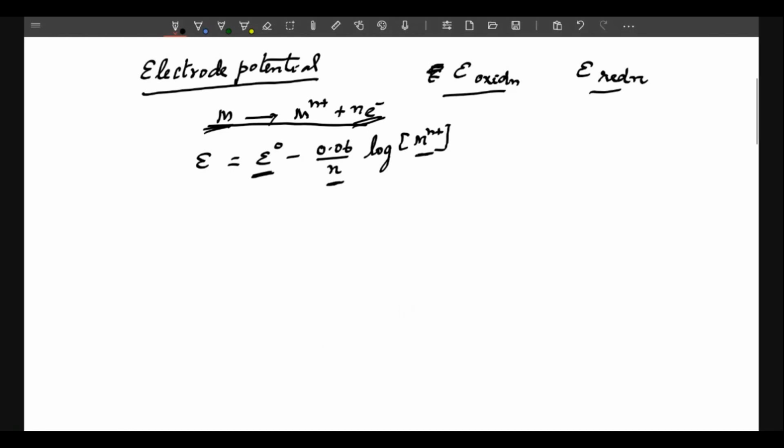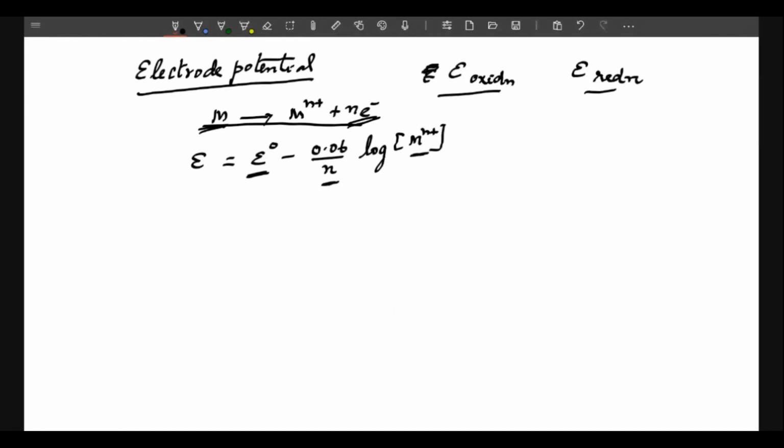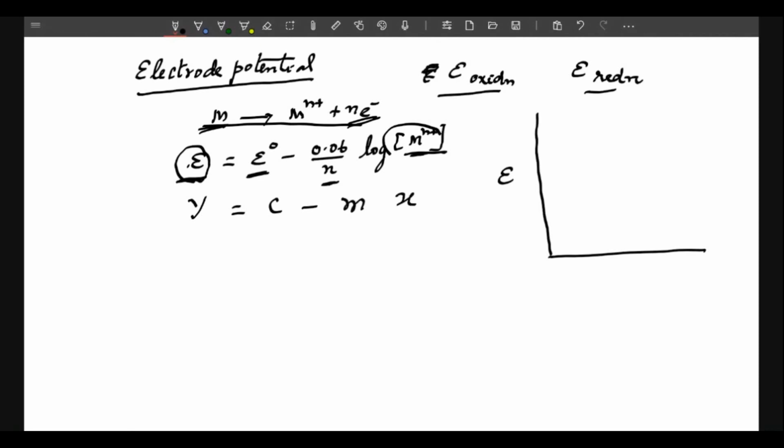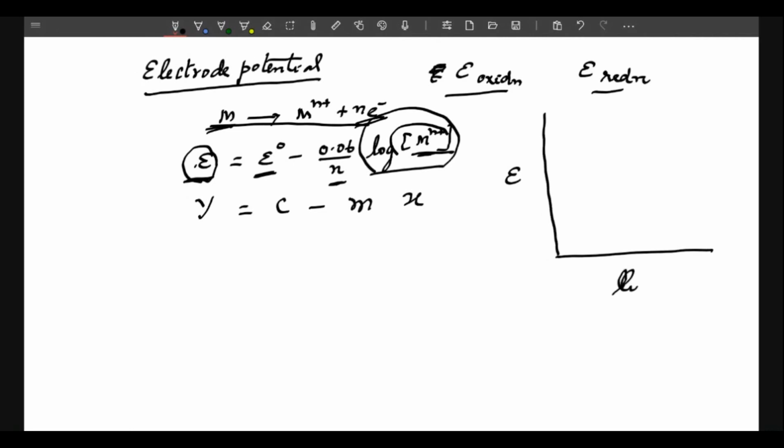Here, the concentration in which the electrode is dipped may be changed. If the concentration varies, the E value would be varying. Therefore, now you can plot; two variables are there. One is epsilon, in the form of y is equal to C minus mx, this is the x form. Therefore, if you plot log of the concentration of the electrolyte here, the minimum value is 0 and the minus value goes on.